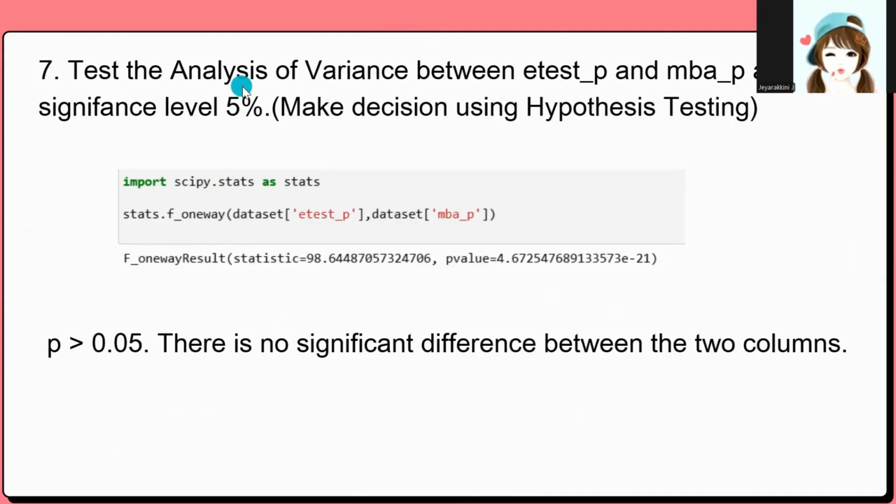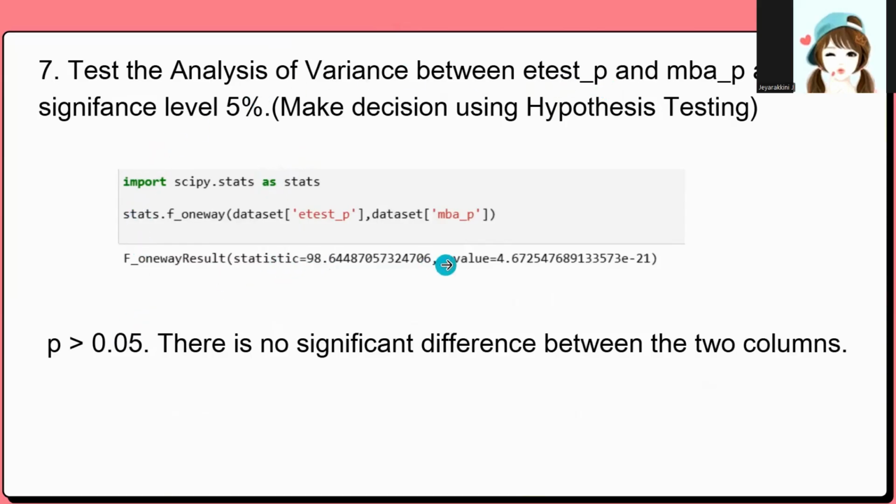Now, test the analysis of variance between the employability test percentage and MBA percentage. Okay, first let's talk about the analysis of variance. Analysis of variance is used to find the variance between multiple columns in a data set. And here we are going to find how different the employability test percentage and the MBA percentage actually are for these people.